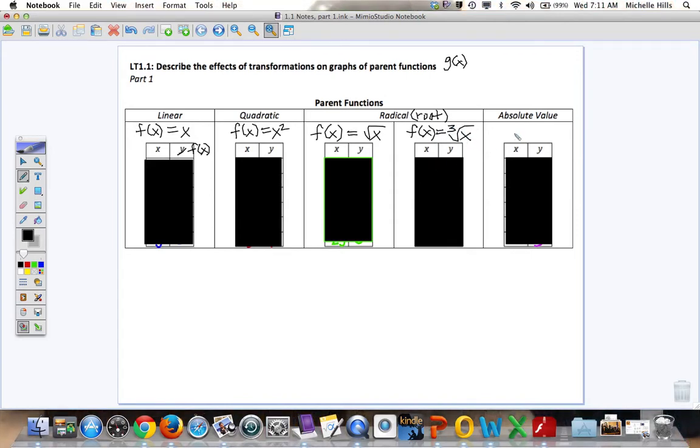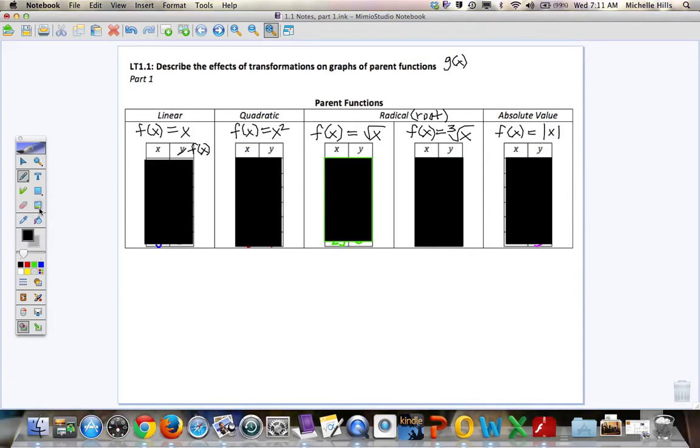And last but not least, the absolute value function. Remember, absolute value means distance from 0 on a number line, so both the absolute value of negative 20 and positive 20 is 20, because each of them is 20 units away from 0. So in this case, f of x equals the absolute value of x is my parent function.